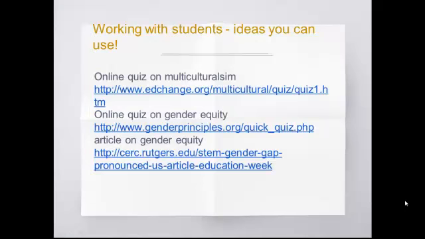And lastly, when you're working with students, either in group work, or you can tell teachers about this, these are some quizzes on some of the different diversity things we were talking about, multiculturalism. It's a good one just to take yourself as a refresher to see how you'll do. There's an online quiz on gender equity and then an article on gender equity and STEM education. So those are just some resources for you, the communication concerns when working with students.